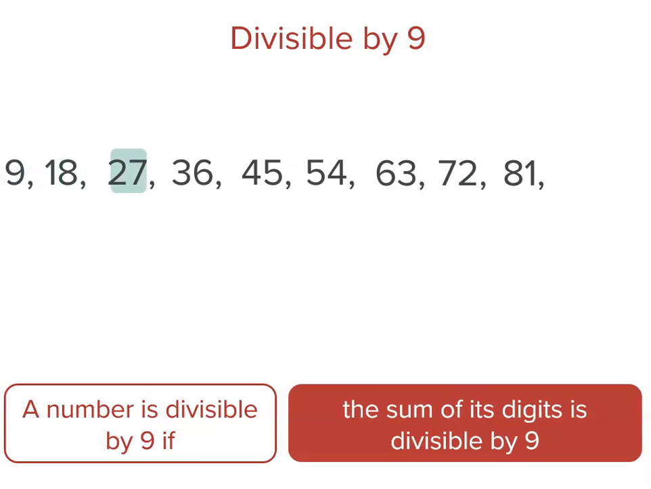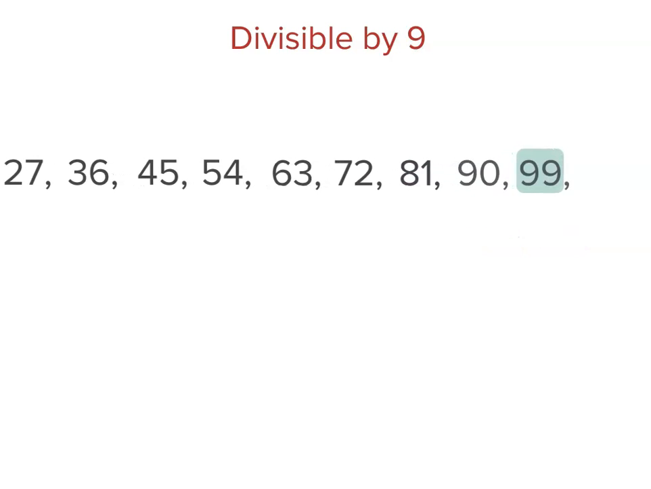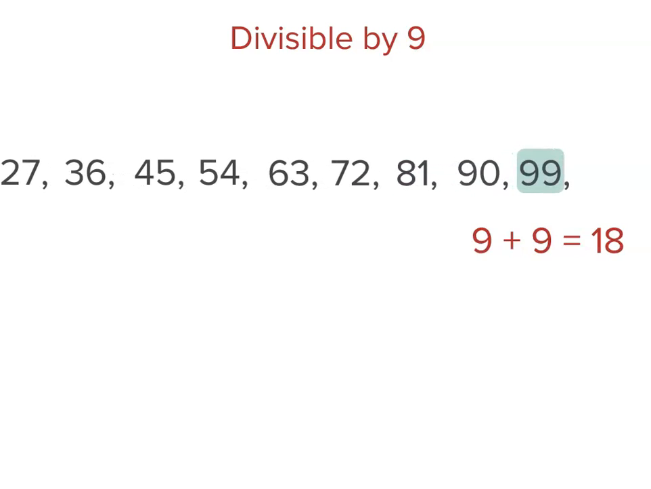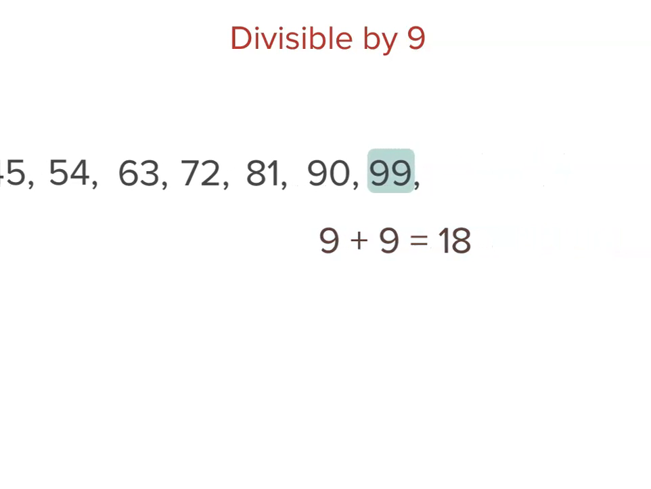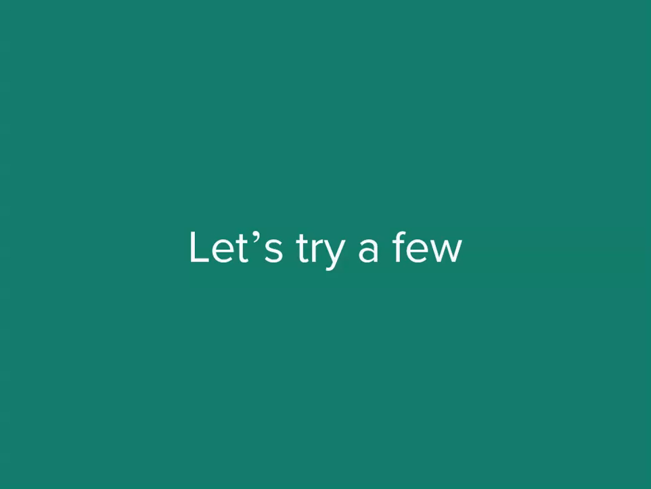Well, 9's divisible by 9. If we add those 2 digits, 5 plus 4 is 9. 8 plus 1 is 9. So that means it's divisible by 9. What about 99? 9 plus 9 is 18. And we can actually add that again because we've got 2 digits. So 1 plus 8 equals 9. So we keep adding the digits until we have just 1 digit left.